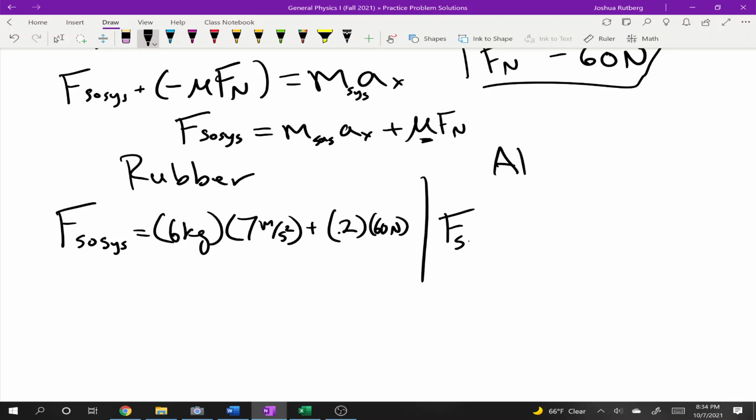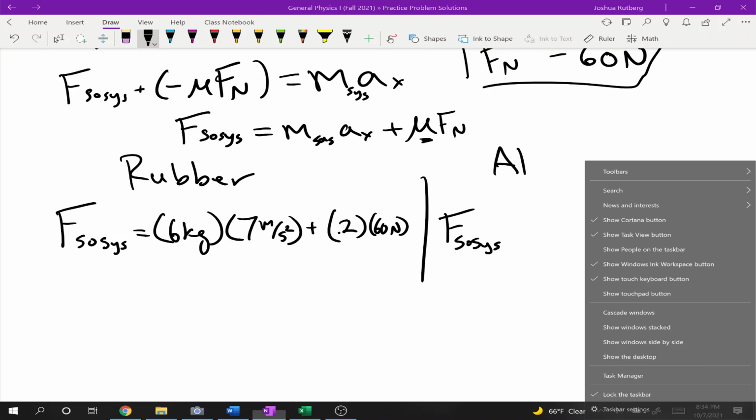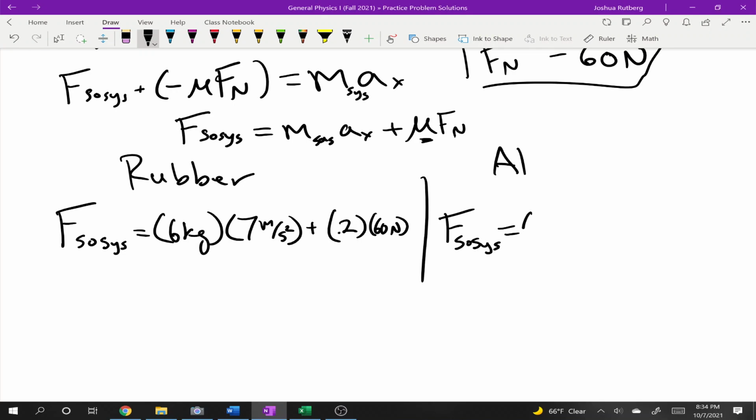I'm going to see the same thing over here. The force the string exerts on my system is equal to the mass of the system times the acceleration. This acceleration was 2.2 meters per second squared, plus the coefficient of friction, 0.2, times that normal component, 60 newtons. 0.2 times 60 is 12.